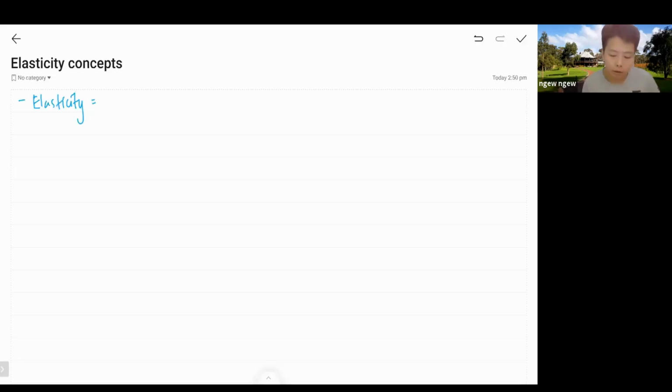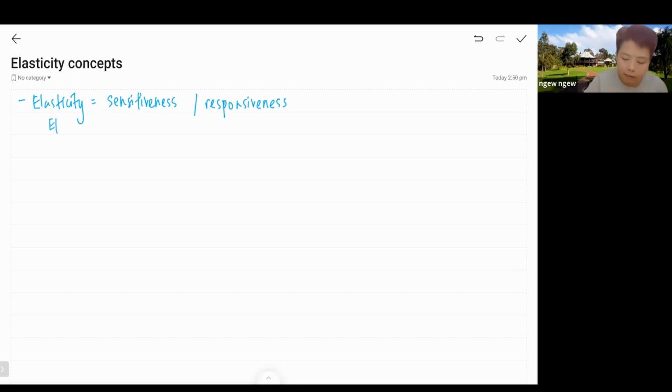Now, as mentioned, each time when we are learning an academic concept, we must start from understanding, or we must start from definition. Generally, elasticity refers to sensitivity, sensitiveness, or responsiveness. Then we are trying to measure the responsiveness of which agent, which party.